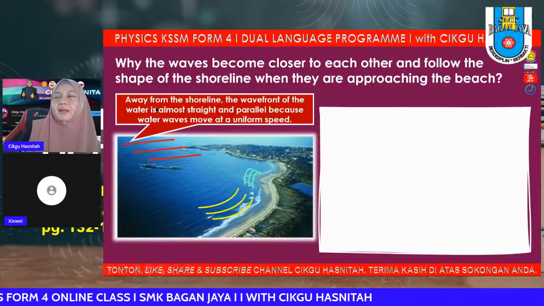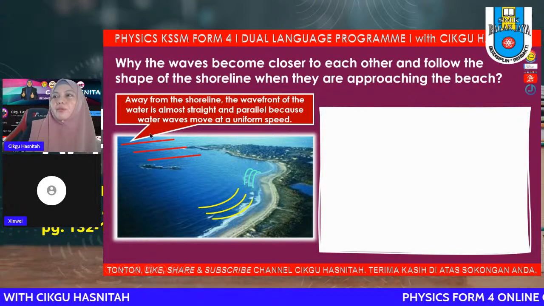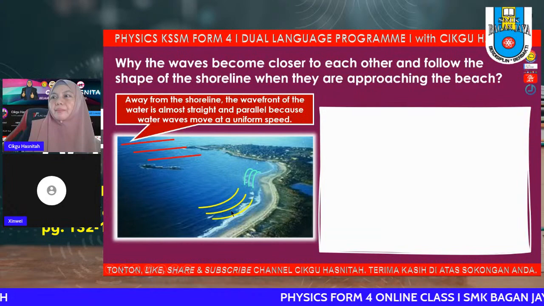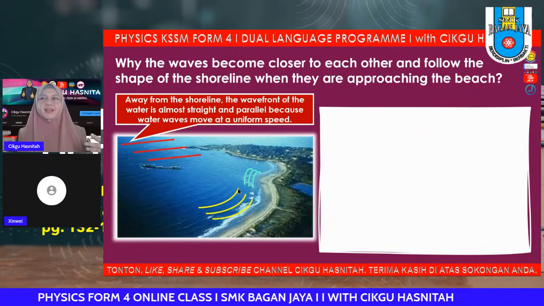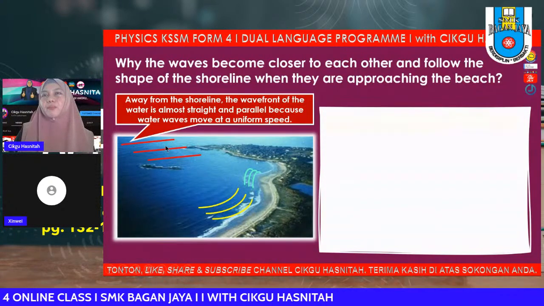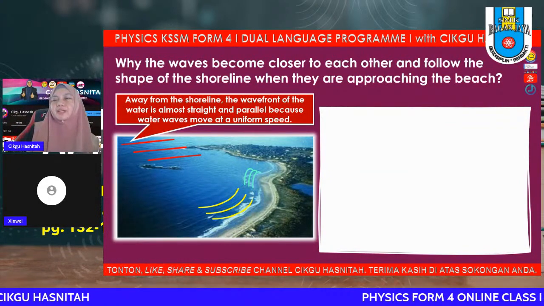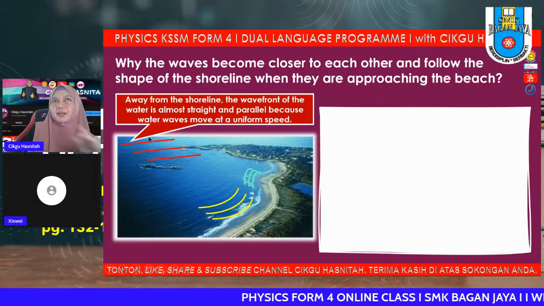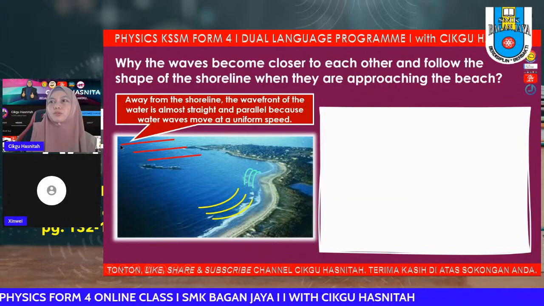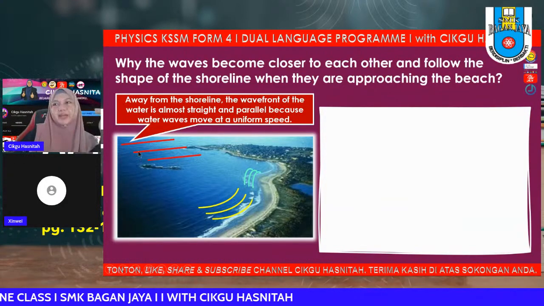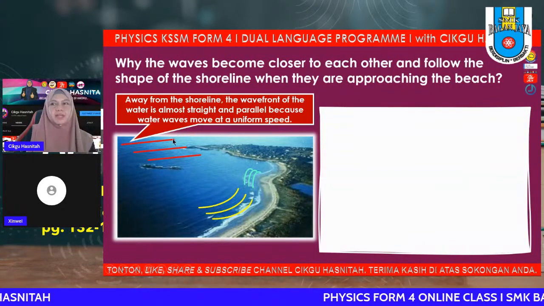Okay, and this one, application of water wave. You can see when the wave approaches the beach, they will follow the shape of the shoreline. And why does that occur? If you see from a distant view, kalau you lihat daripada jauh students, the water at the middle of the ocean, away from the shoreline, the wavefront is almost straight. Okay, dia punya wavefront straight or plane and parallel because water waves travel at a uniform speed.